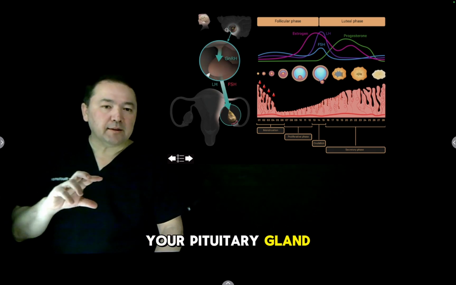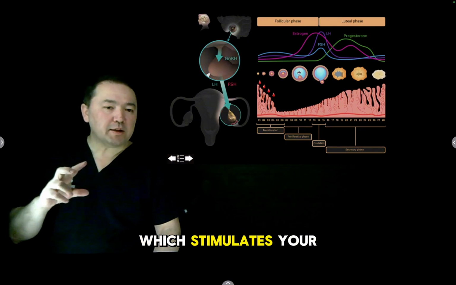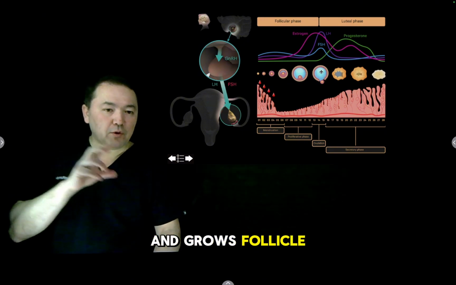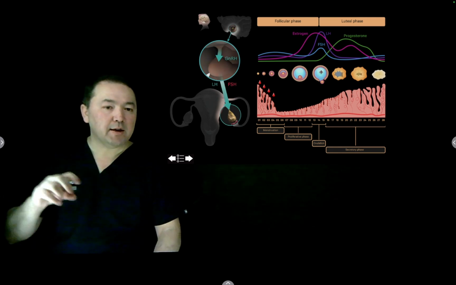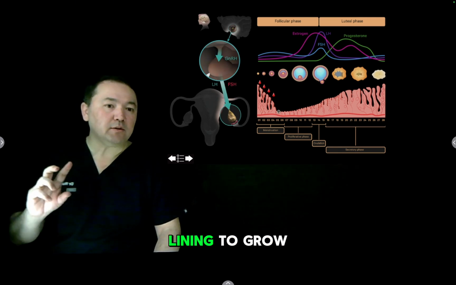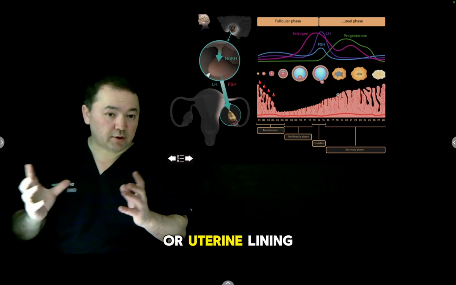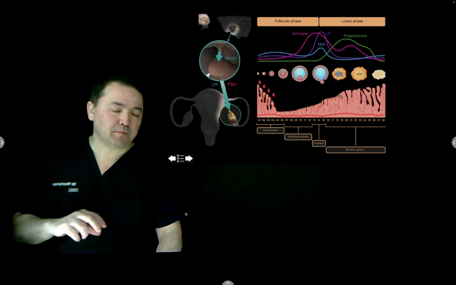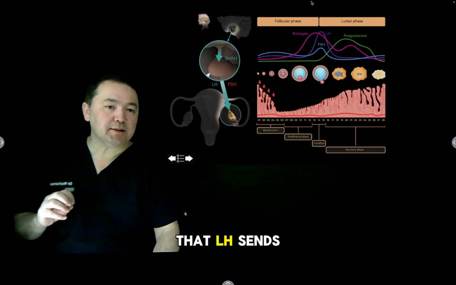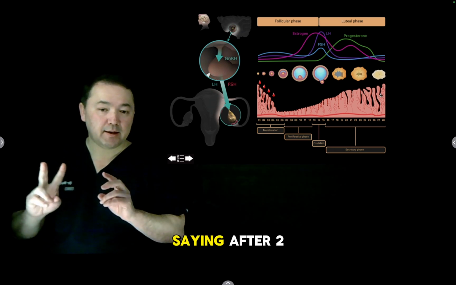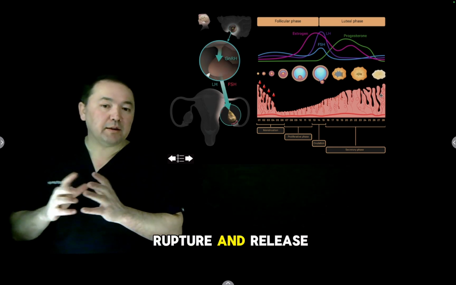Your pituitary gland produces two hormones, FSH and LH, which stimulate your ovaries and growth of follicles, which produce two hormones, estradiol and progesterone. That sends a signal to the lining to grow, to prepare the endometrial lining or uterine lining for implantation. When you have an LH surge to ovulate this follicle, that LH sends a signal to the lining saying after 2 days or 36 hours, the follicle will rupture and release the egg.